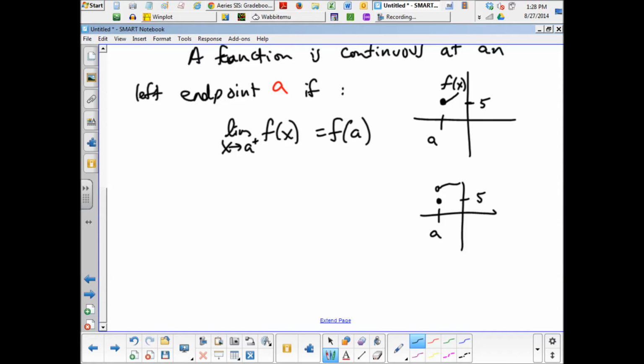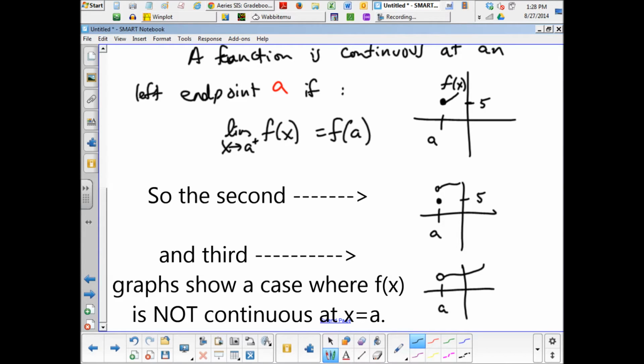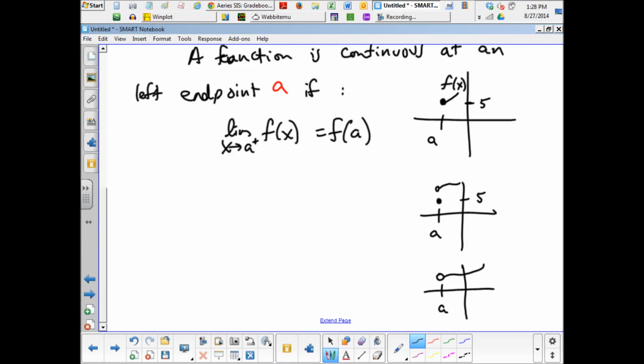Yes or no? No, why not? Which condition is broken? Like, why is it not continuous at A? F of A is 5, but the limit on the right is not 5, because the branch is coming into some other point. Yes or no, the graph is continuous at A? No, why not? There is no f of A. Right. Okay. So that's how the endpoint works, the left endpoint.